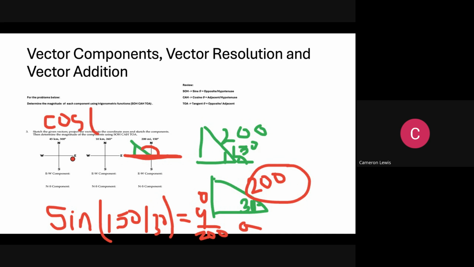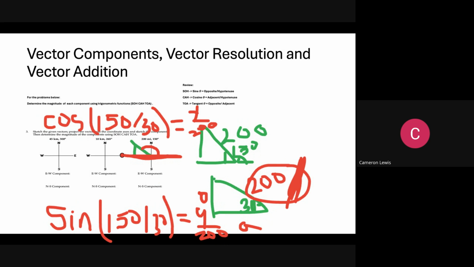What angle can I use? What two options? 150 or 30. And I set it equal to my adjacent, which I also represent as x. And then how much is my hypotenuse? 200 again. And I do it like that.